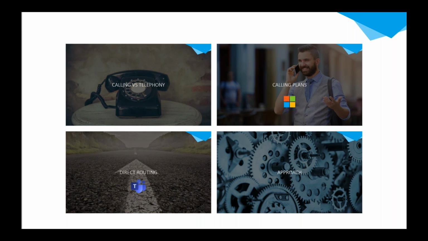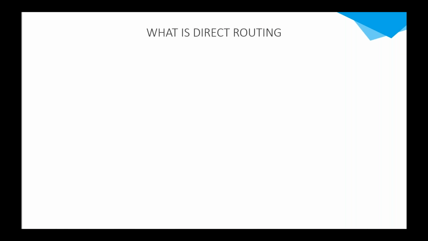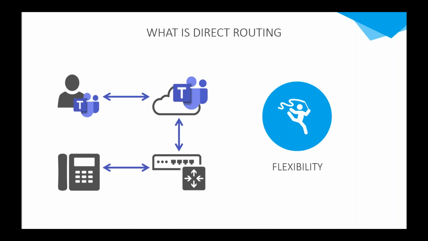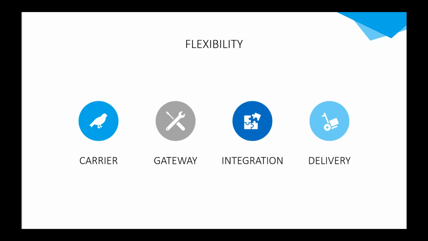So the next one to talk about is direct routing. The primary reason that you would want to go for direct routing is it offers you flexibility. And in terms of flexibility, it gives you choices for who the carrier is that you're using to provide telephony services, what type of gateways you're going to use, gives you a lot better choices of integration with any existing on-prem services that have to stay behind, and you can choose how you are going to deliver those telephony services.